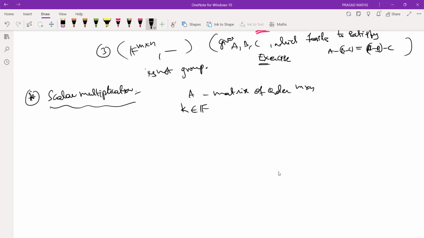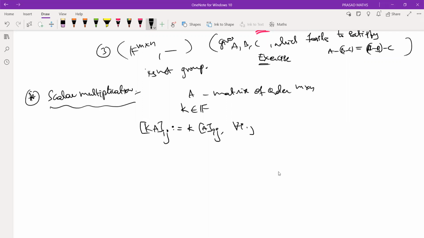So the scalar multiplication of a matrix A with a scalar K is denoted by KA, which is obtained by, that means its ijth entry is obtained by K times the corresponding ijth entry of A.